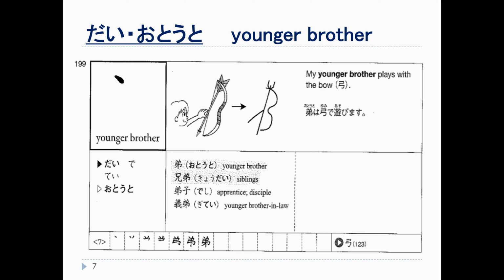Once again, 1, 2, 3, 4, 5, hook, 6, 7. This is the dai in kyodai and also ototo.